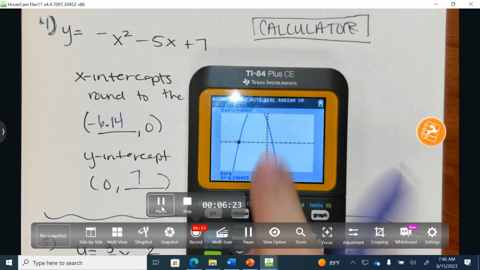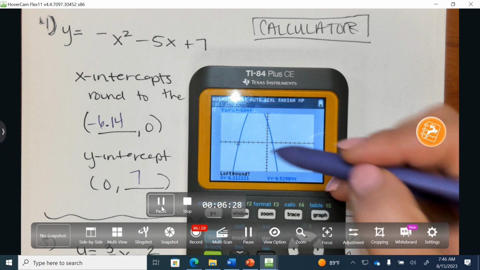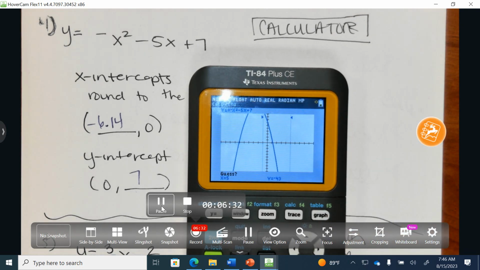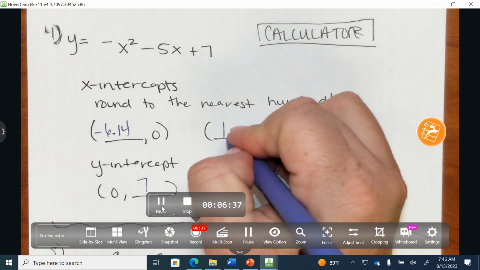Okay, let's come over here. Again, second, trace, 0. Anywhere to the left of this point, so it could be -1, it could be 0. Anywhere to the right, let's try 5. I press enter, and now we have 1.14 when rounded to the nearest hundredth.